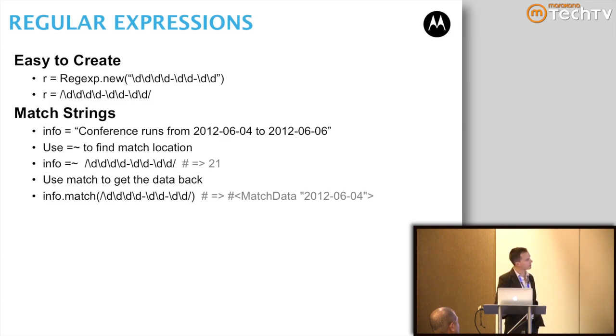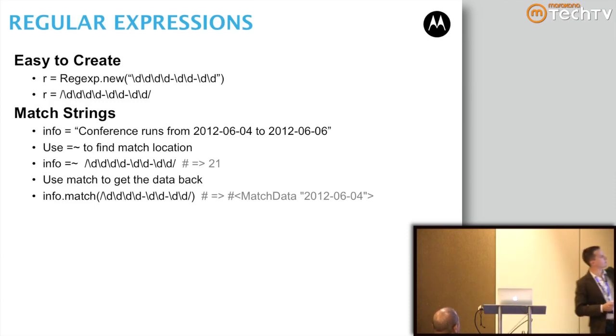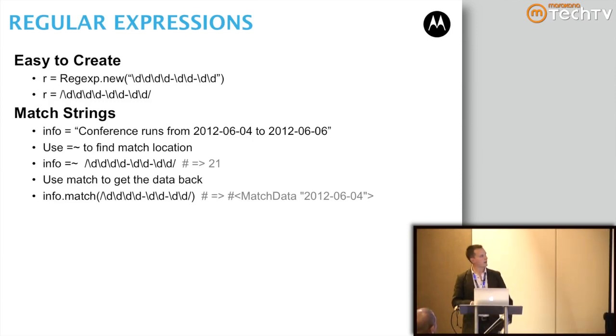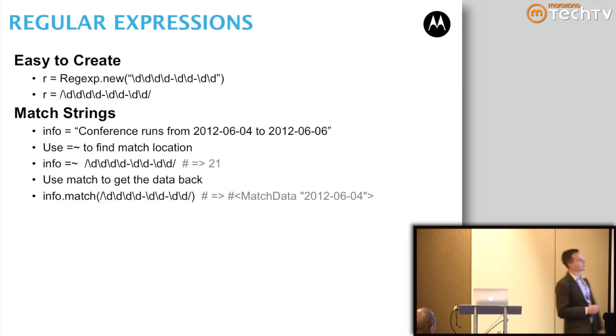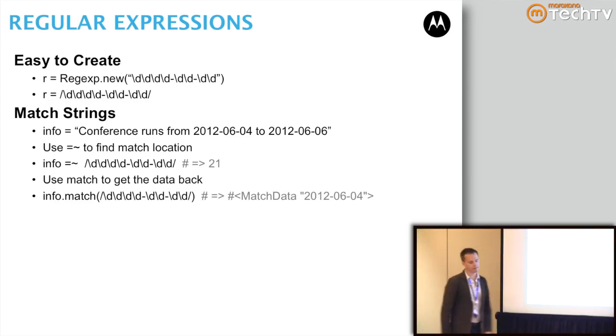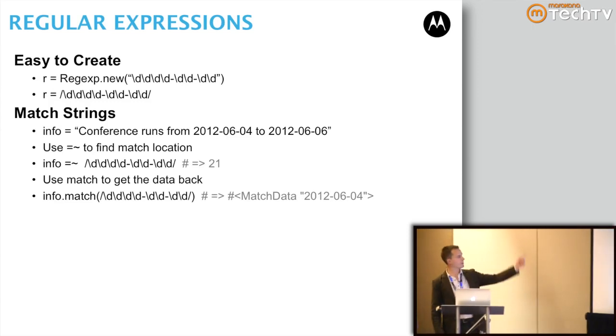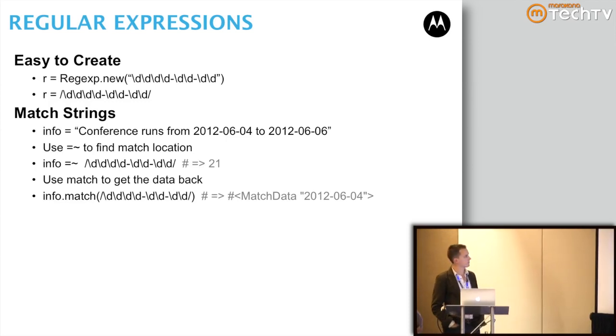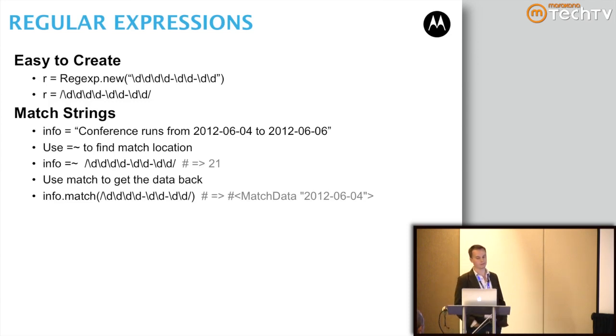So if I have a string called info, the conference runs from this date to that date, I can use equal tilde as a simple match. So my variable info, equal tilde, that regular expression. What it actually returns there is the first index that it matches at. So in this particular one, it matches at character 21. Any non-nil value means it found a match in there. So if it found it at the beginning, it would be 0. And if it didn't find it, it would be nil.